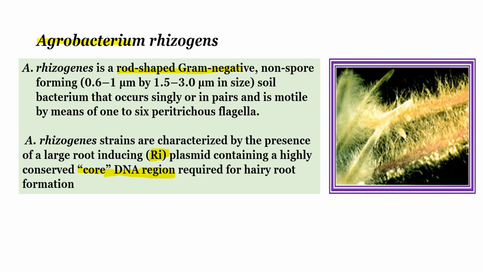Now, Agrobacterium rhizogenes also infects the plant, but in the plant roots, and it causes extensive growth of hair. You can see here root hairs on the root. So that is called hairy root disease.